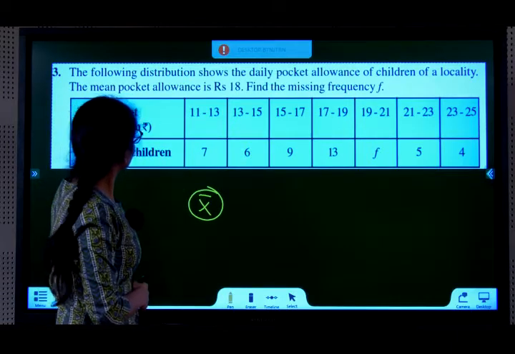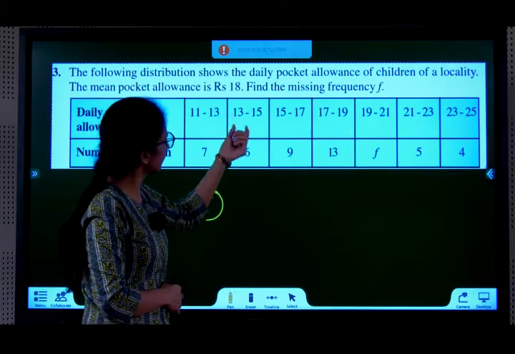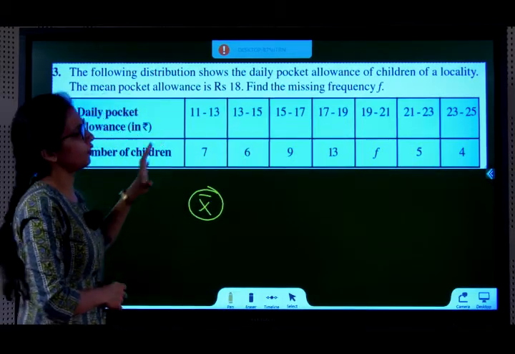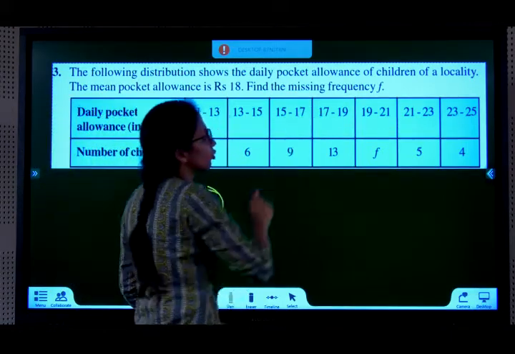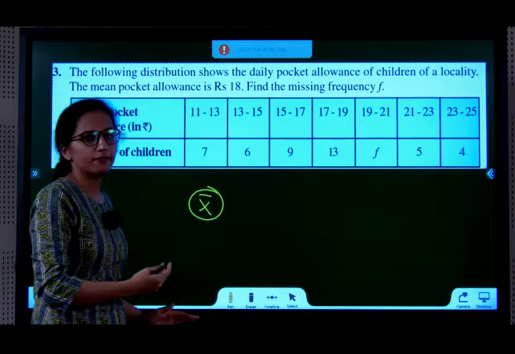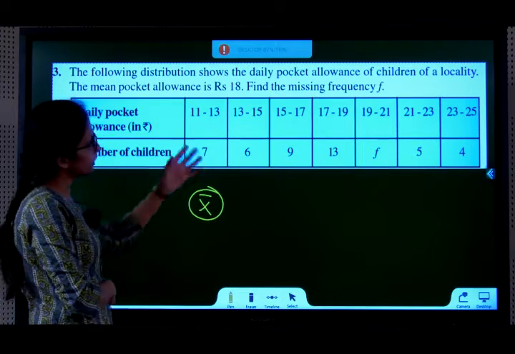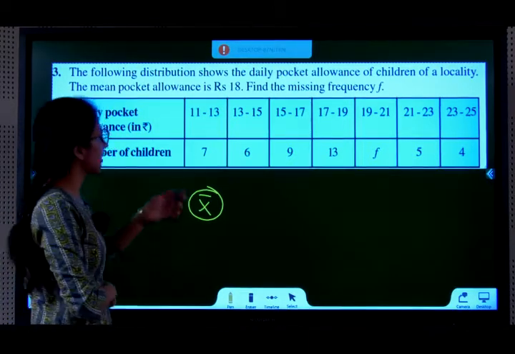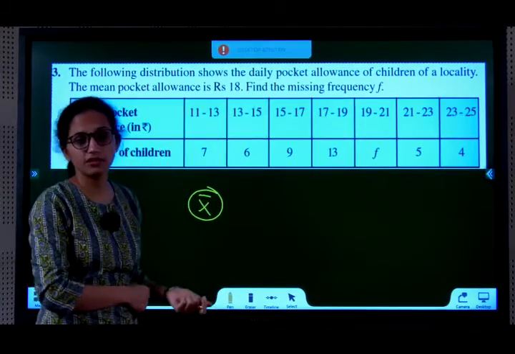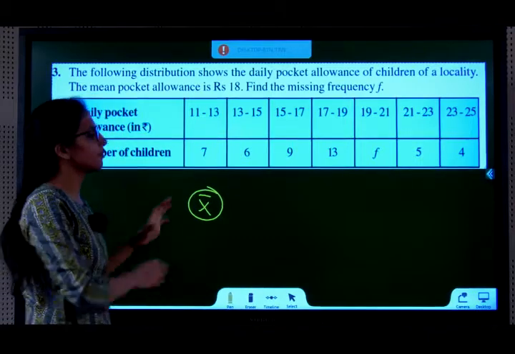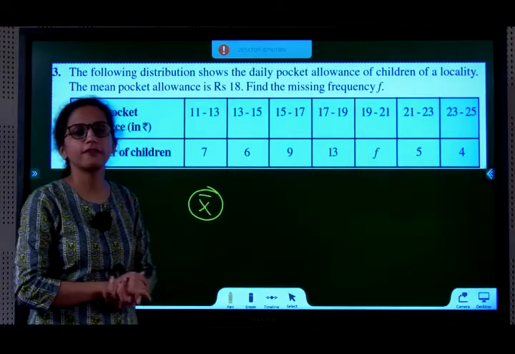Plus, if you look at the classes, they are not single digits, but they are small, not very large. Also, h is not large. The size of the class is only 2. So instead of using standard deviation here, we can use assumed mean since nothing's mentioned. We will stick to the assumed mean method in this question. Why? Because the data is not too large, and second, the size of the class is small. So using assumed mean, let us first make a table and then we'll see how we find the value of f.